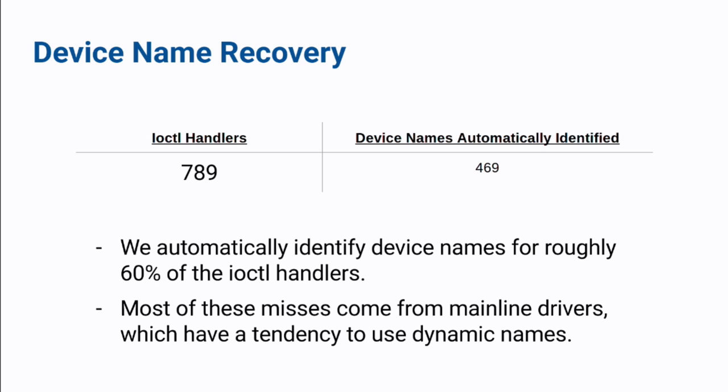For these 789 handlers, we were able to identify the device names for only 469, which is like 60% of them. I think this is the worst performing part of our system, the part that maybe needs the most manual analysis or future work to make good. But still, 60% is a lot of the handlers, and most of the misses come from mainline kernel drivers, not from the vendor-specific ones.